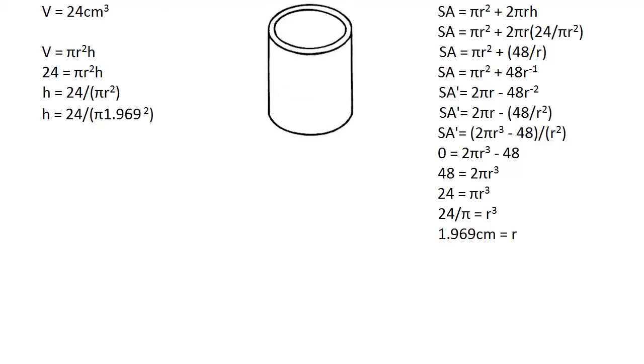So we can take that r value and just plug it right into the equation we have for h, and we'll get 24 divided by pi times 1.969 squared, and that equals 1.969 centimeters. So your dimensions for the cylinder are radius and height being the same. That gives you your smallest surface area possible with the volume of 24 centimeters cubed.